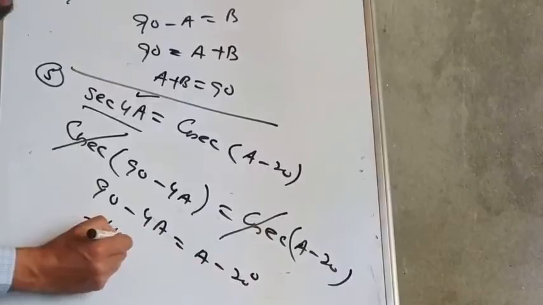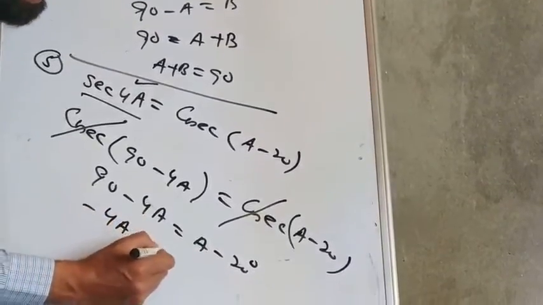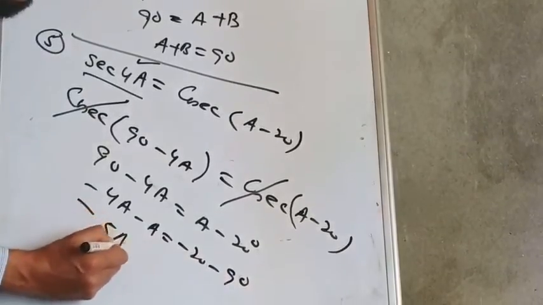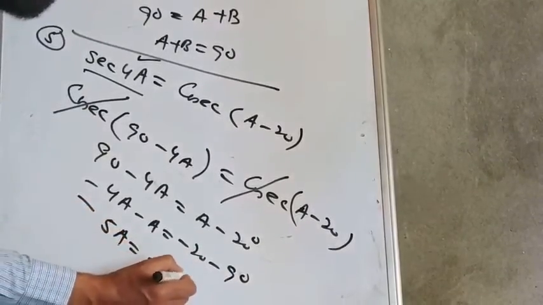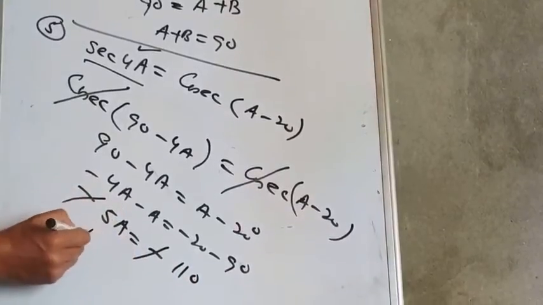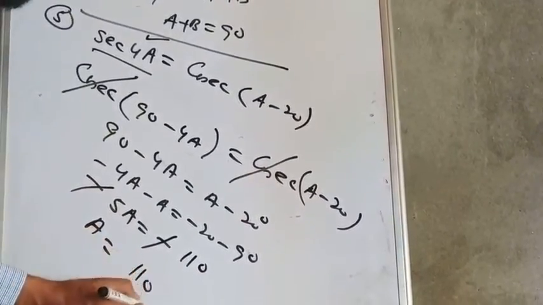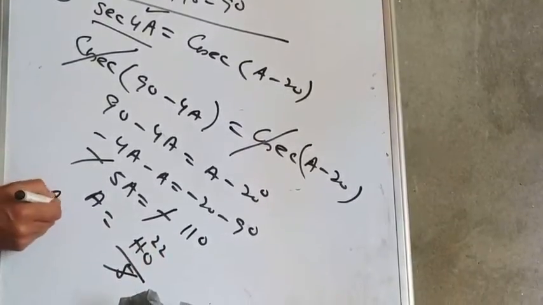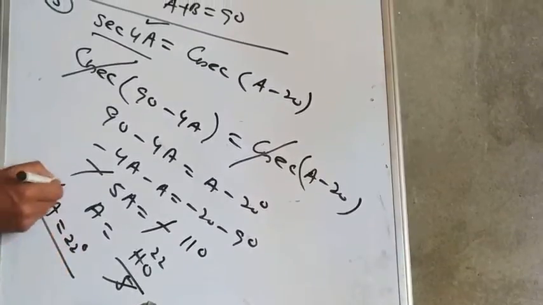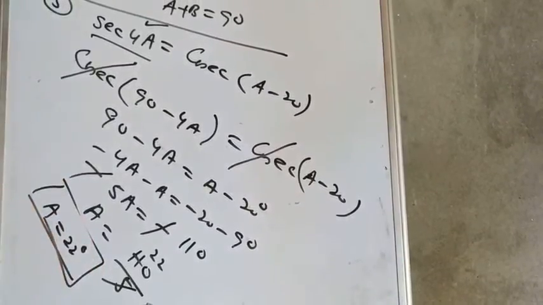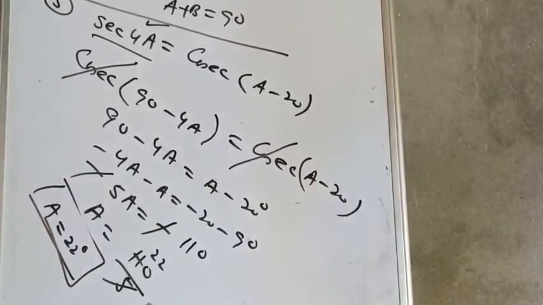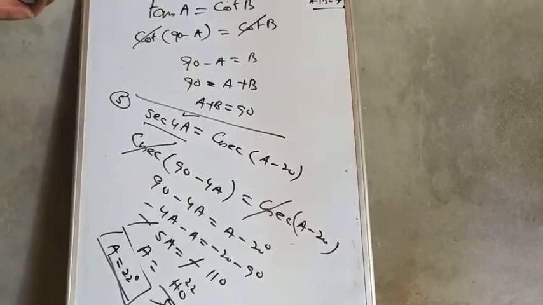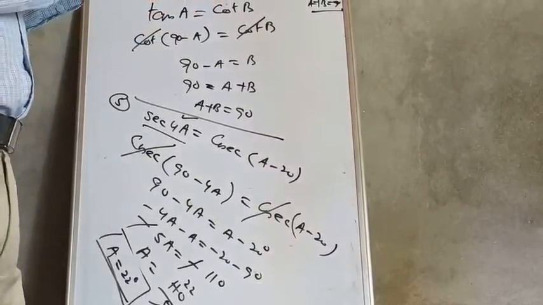Now minus 4A minus A is equal to minus 20 degrees minus 90 degrees. This is minus 5A is equal to minus 110 degrees. Minus and minus will go. A is equal to 110 degrees divided by 5. 5 2s are 10. So A is equal to 22 degrees. This was question number 5. Now the last question is very important of this exercise, and inshallah tomorrow we shall discuss all other angles.